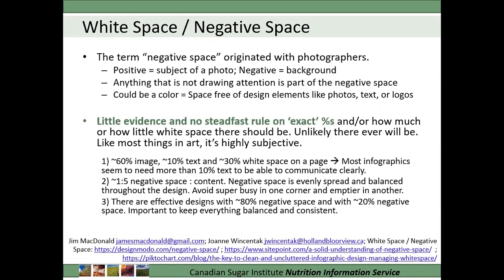Positive is the subject of the photo and negative is the background. So anything that is not drawing attention is part of the negative space. When we think about our infographic, we want to make our main points and key messages the parts that are drawing the attention. So the rest of it should be the negative space. It could be a color, the space free of design elements like photos, text, or logos. It could be a background color. It might not always be white, but that tends to be how we think of it.